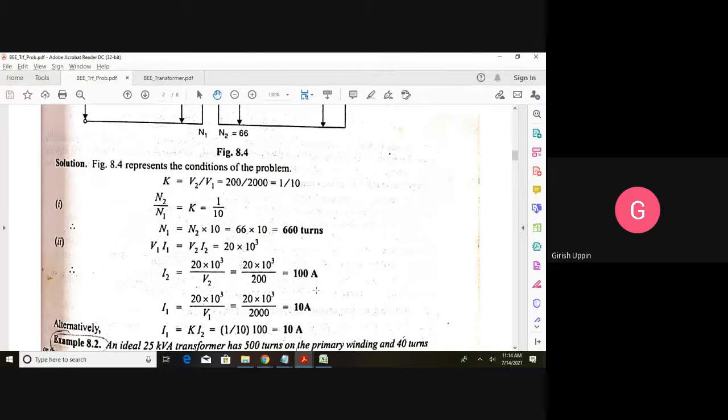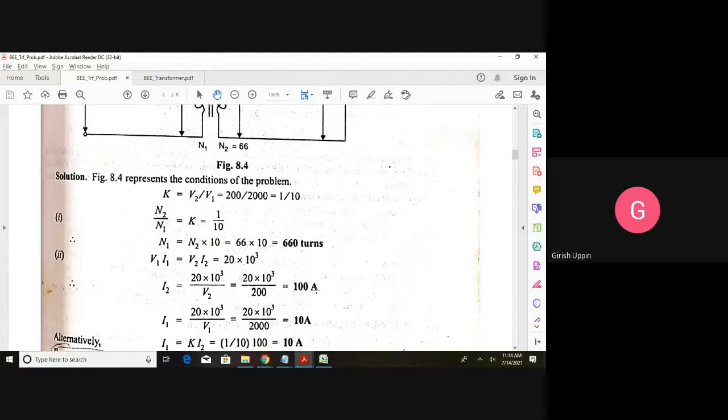Now you can see the inverse relation, right? What is the meaning of the inverse relation? On the primary side, voltage is high, 2000, and the current is low. On the secondary side, the voltage is low, that is 200, but the current is high. That is how we get that equation: V1 I1 is equal to V2 I2, or you can rewrite it as V2 by V1 is equal to I1 by I2.